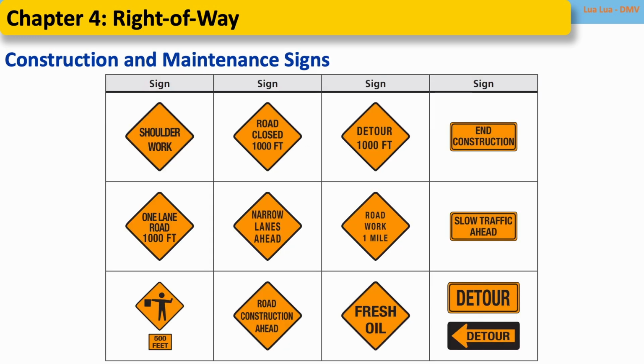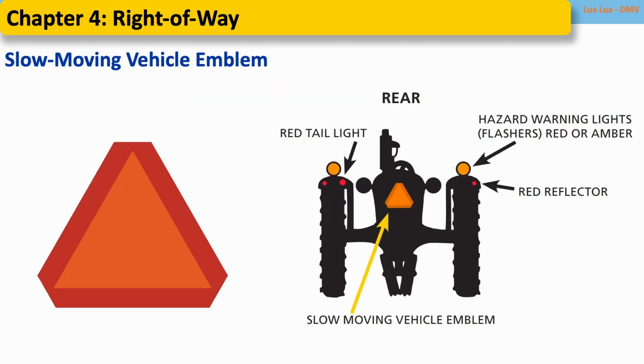Construction and maintenance signs. Construction and maintenance signs are used to alert drivers of unusual or potentially dangerous conditions in or near work areas. Most signs in work areas are diamond-shaped, but a few are rectangular. Slow-moving vehicle emblem.